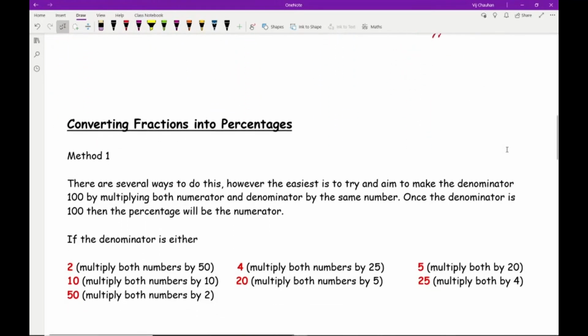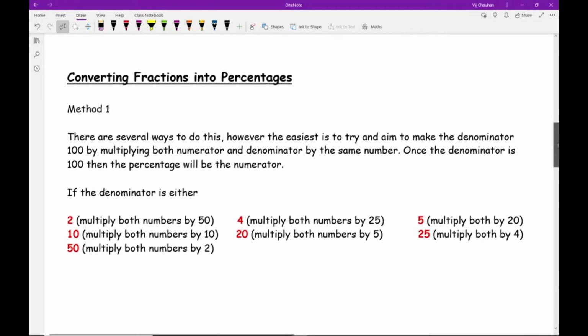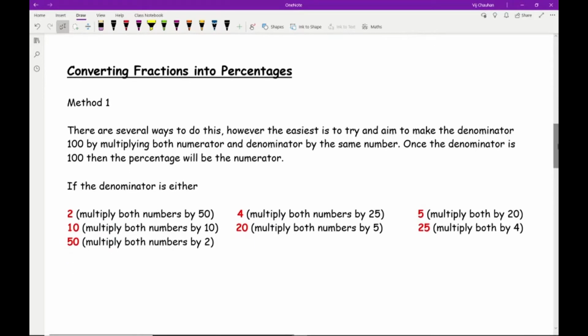So let's move on to converting fractions into percentages. Now there are several ways in which you may choose to do this, and I'm going to try and go through some of the popular ones. However, you just need to find which one's easier for you, but also look at the question in hand. In some cases, one method might be easier than the others. So it's important that you learn all the methods and that you're able to assess the question and then decide which is the best method to get the correct answer.